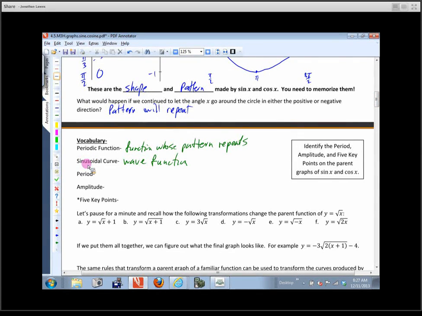But what we're really after is a couple of key terms, so you really want to pay attention to these. We talked about the period, the fact that we can repeat this pattern. Well, the period refers to, and I'm going to call it this, the horizontal distance needed to repeat the pattern. Horizontal distance needed to repeat the pattern.